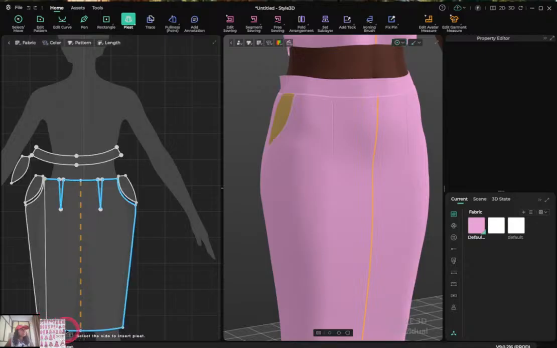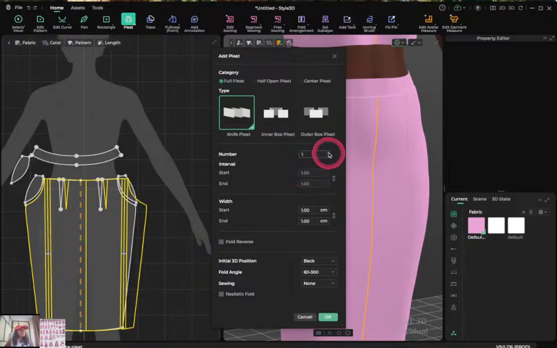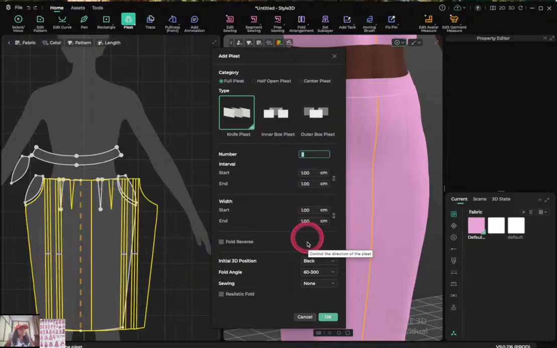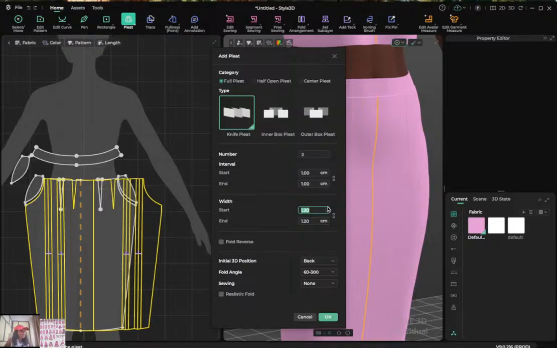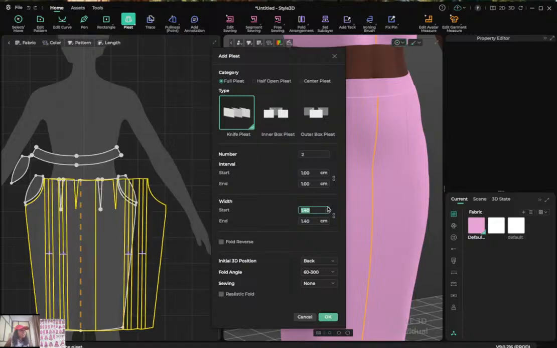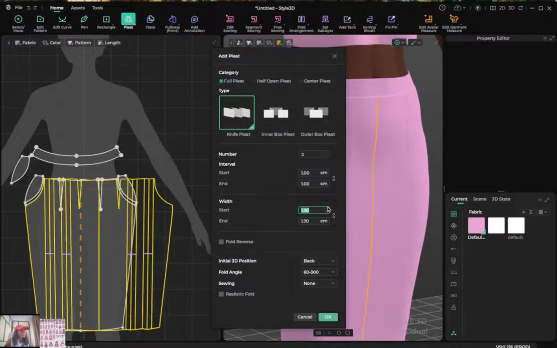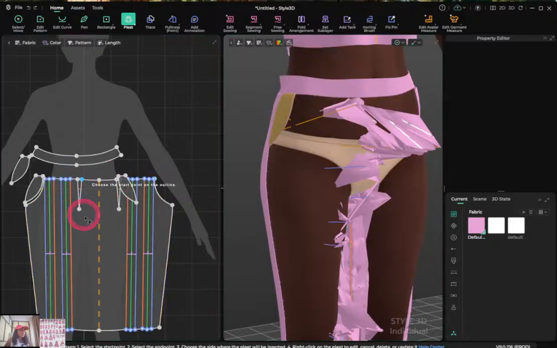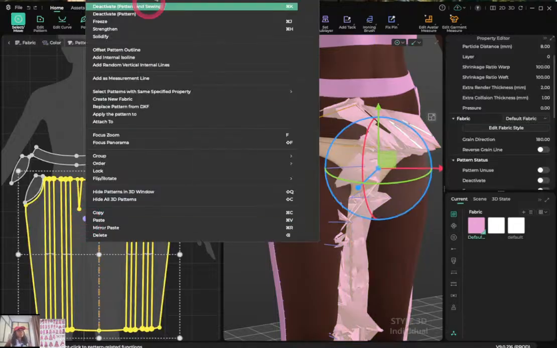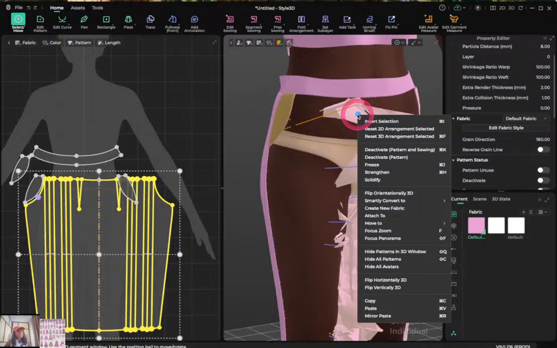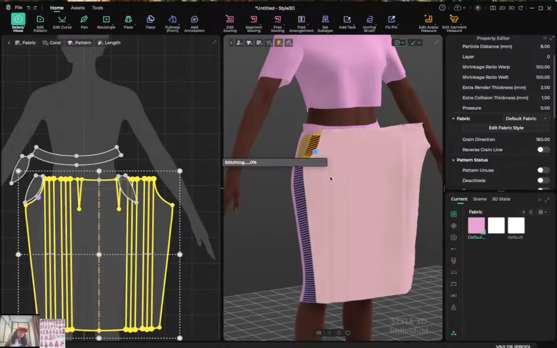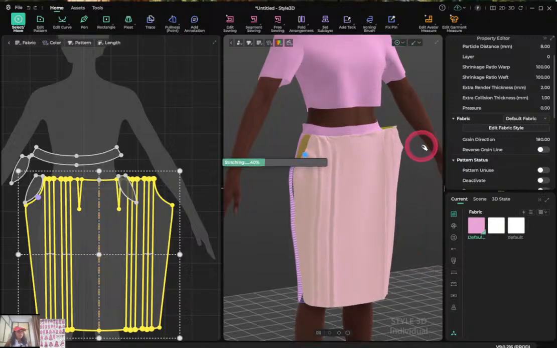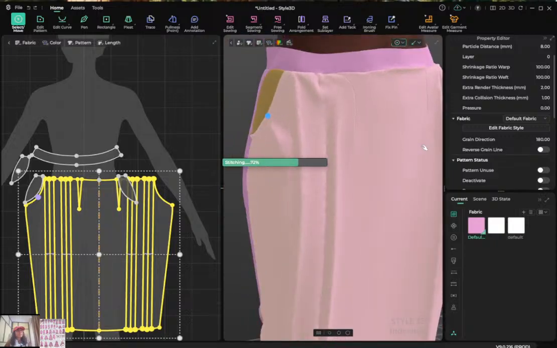Double click and then choose this side. So yay, okay, now I can do 2 pleats, but the width of the pleats, let's say okay, and of course it crashed, so I'm going to say reset 2D pattern. And go. Let's see, this time around.